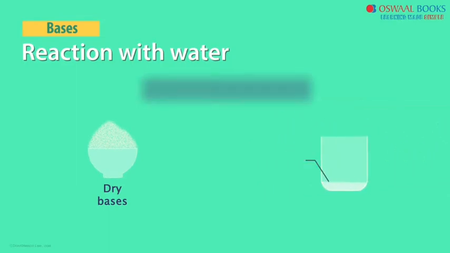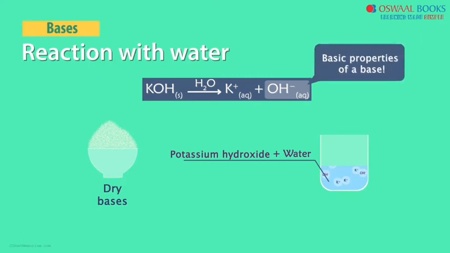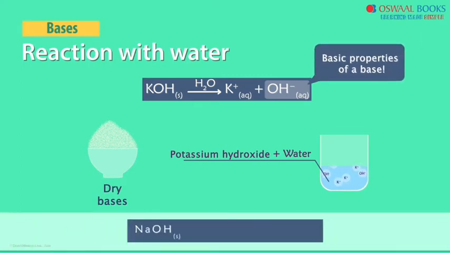So if we have a base like potassium hydroxide and we add water to it, it will dissociate to give us K+ and OH- ions. The OH- ions generally can exist by themselves, unlike the H+ ions which form the hydronium ions. And it is this OH- ion that is responsible for the basic properties of a base. Another example here would be that of sodium hydroxide.